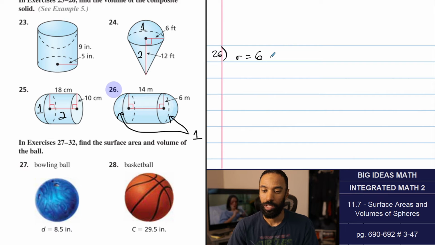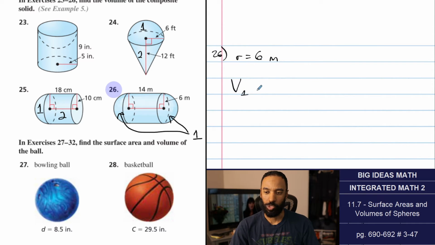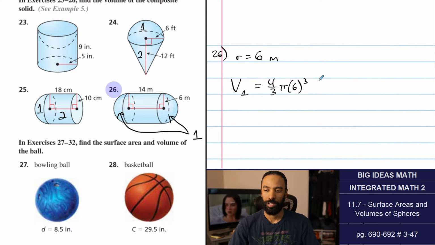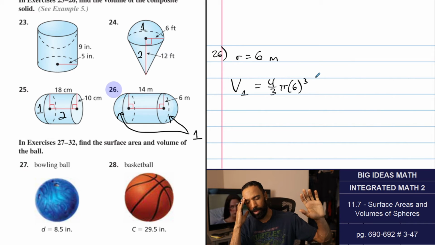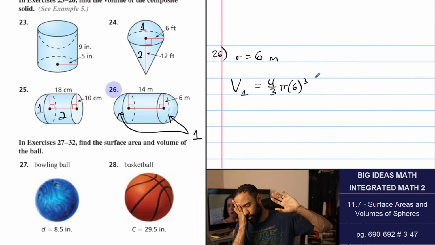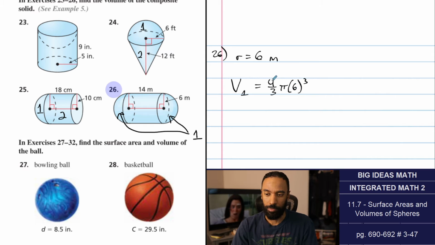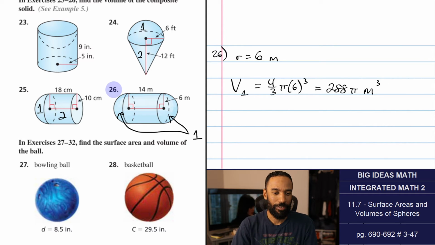even for the cylinder, let's find the volume of the hemispheres. Volume of object 1 is going to be 4/3 pi r cubed. So 6 cubed is 216. Let's divide it by 3 first this time. 216 divided by 3 is 72. 72 times 4 is 288. Oh, we get 288 pi again. How many times are we going to get 288 pi? Keep in mind, this is a part of a larger ensemble, but very, very classic values.